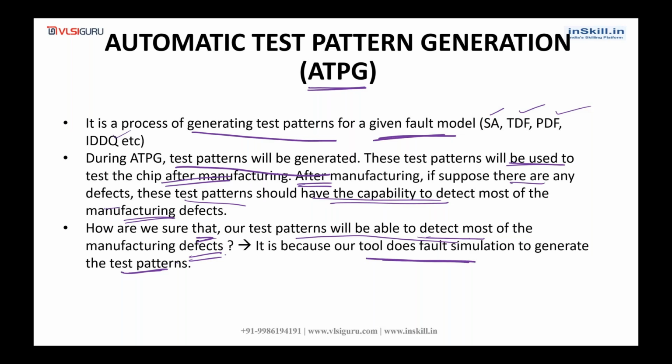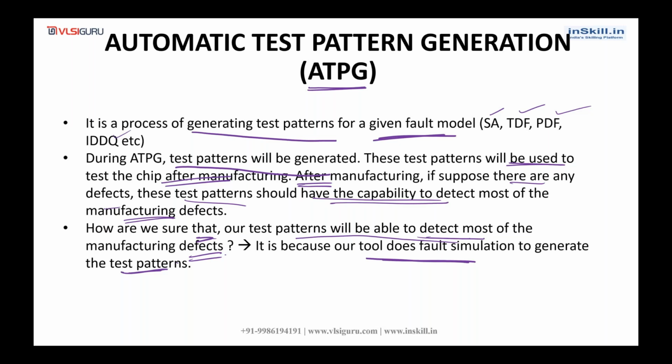So what is this fault simulation process? What is fault modeling? What is fault simulation? How does the ATPG tool generate patterns? What is coverage? What is coverage analysis and how do we improve the coverage? All those things we will discuss during our regular course. So ATPG is a process of generating test patterns for a given fault model. During ATPG, test patterns will be generated, and these test patterns will be used to test the chip after manufacturing.